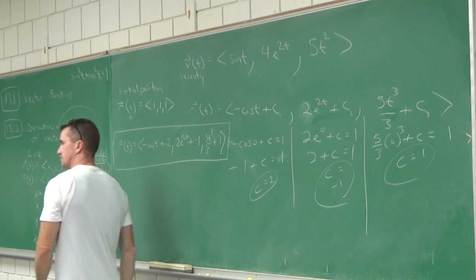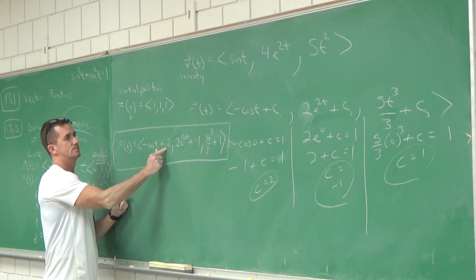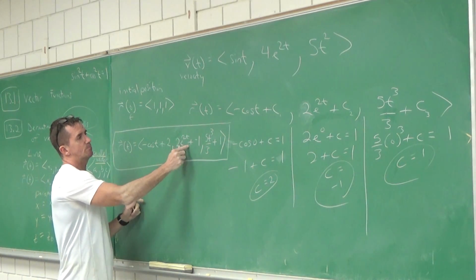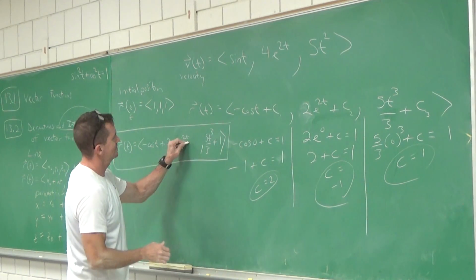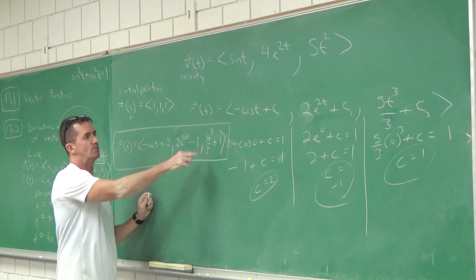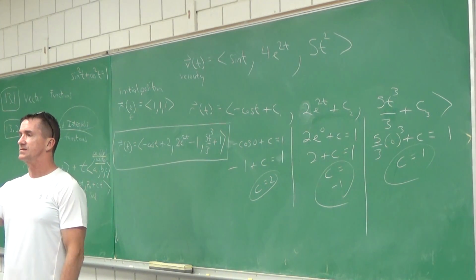There's the answer. There's the vector curve. R of t is negative cosine t plus 2, 2e to the 2t plus negative 1, which I could change to just what? Minus 1. I'll do that. And then 5t cubed over 3 plus 1. Nice? Now I'm going to extend this.